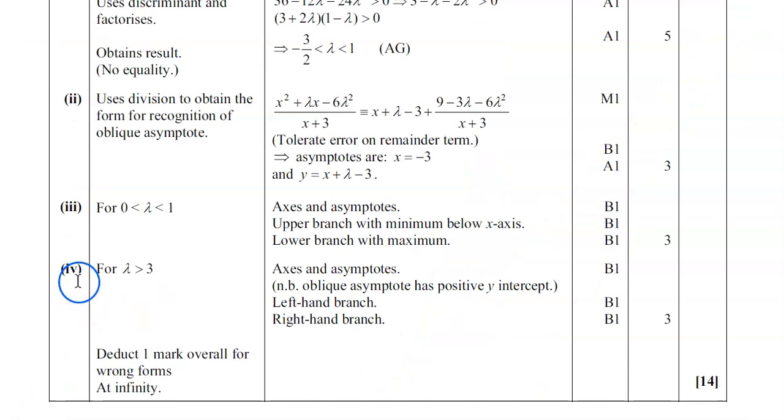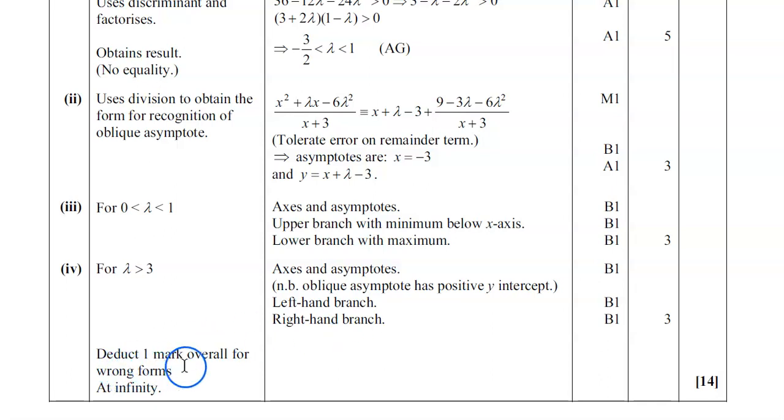And just looking at the marking schedule for that, for lambda greater than 3, we need the axes and asymptotes, which means we need the oblique asymptote to have a positive y-intercept. And we needed the left-hand branch and the right-hand branch. So I think we get 1 mark each, as long as the general shape is pretty much correct. It doesn't say anything about intercepts, so I think I got away with reducing my intercepts and messing with the scale a little bit to get the point across about the behavior of each of those two branches.